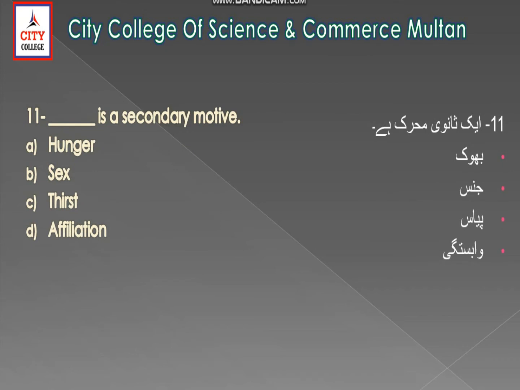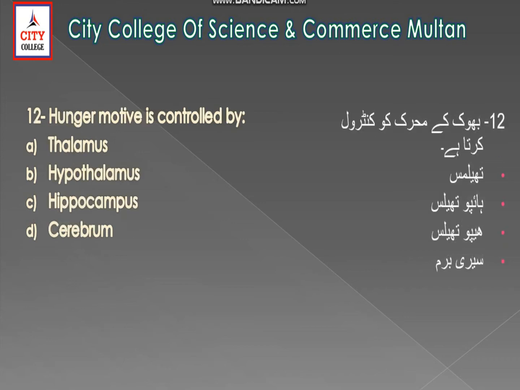MCQ number 11. Dash is a secondary motive. Option A, hunger. Option B, sex. Option C, thirst. Option D, affiliation. The correct option is option number D, affiliation.